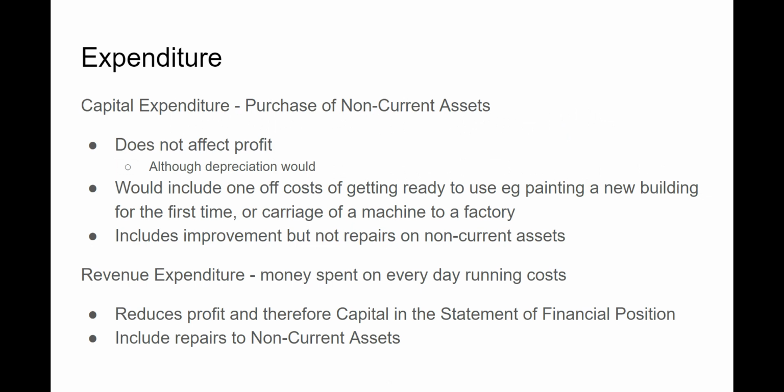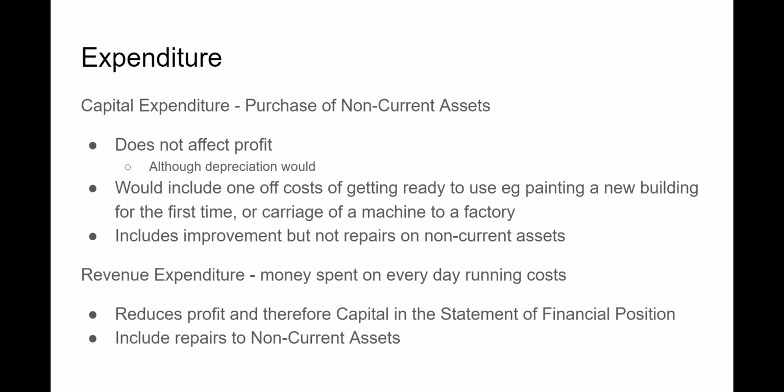It would do indirectly because the decline in the value of non-current assets gets recorded as an expense of depreciation over the course of the ownership of the asset. Okay, but initially it should not go into the income statement. If it does, it will mean the profit is too low.